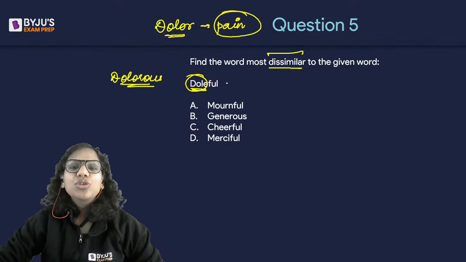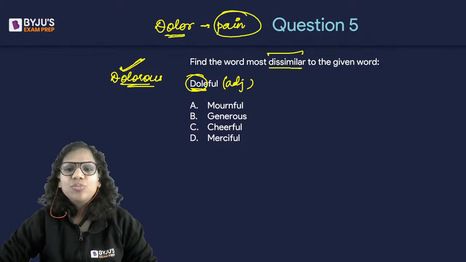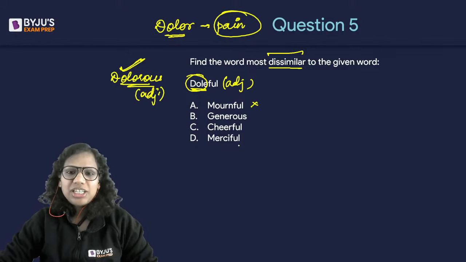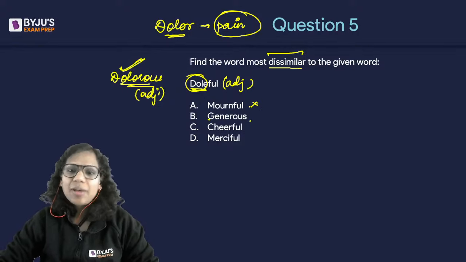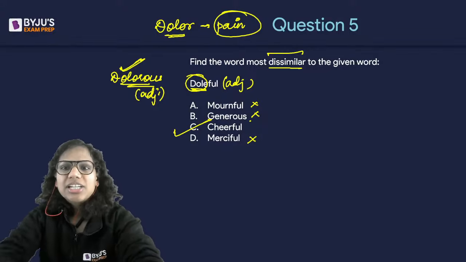So somebody who's doleful is sad, somebody who's dolorous is sad, in pain, right? And that is why mournful is not an antonym, mournful is a synonym. So eliminated. Then generosity, no. See, the opposite of sad will be happy. Not generous, not merciful. It is C, cheerful. So absolutely correct. Those who said C.